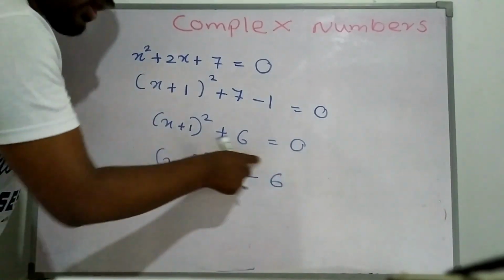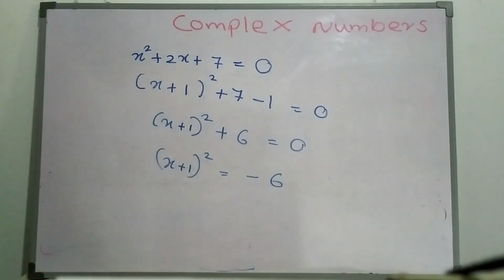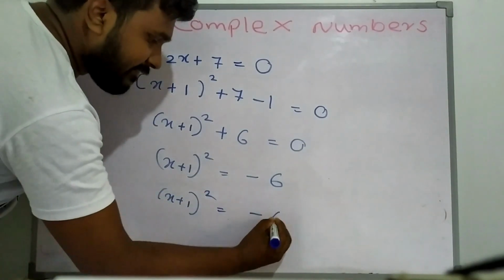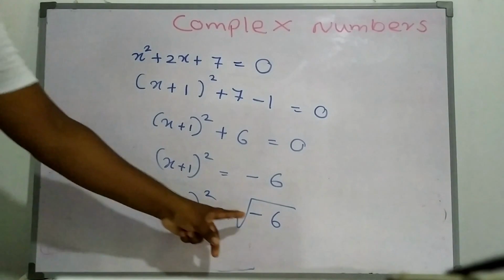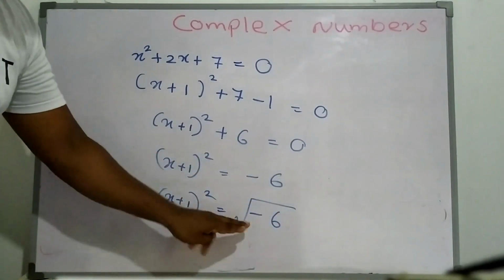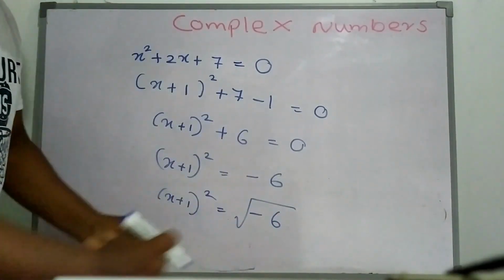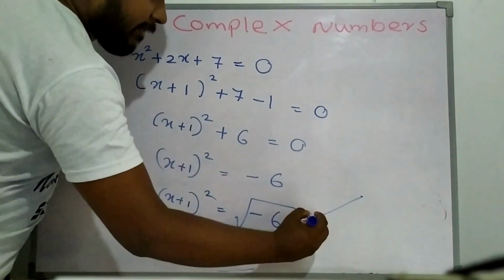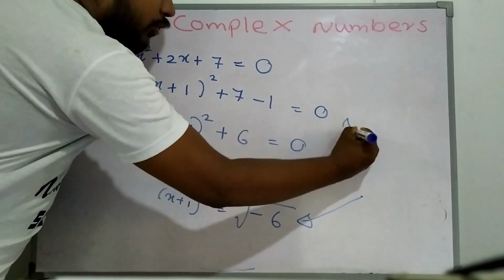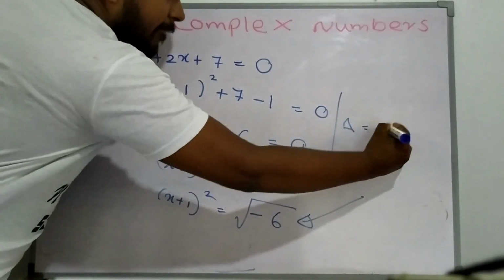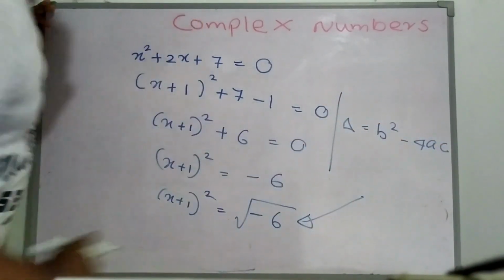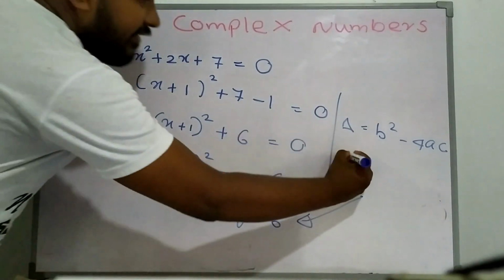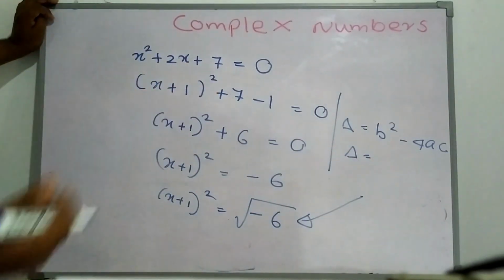We can't use a square root for negative numbers. (x plus 1) squared equals minus 6. We never use these kinds of situations, the square root of a negative number. But you all have learned about the discriminant. What happens when the discriminant is less than 0?